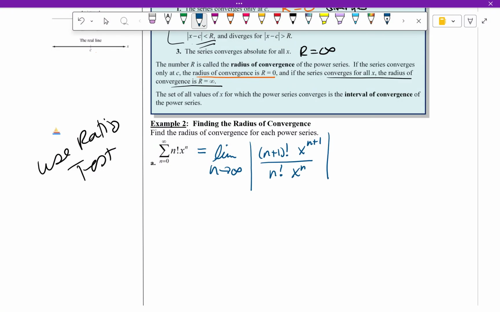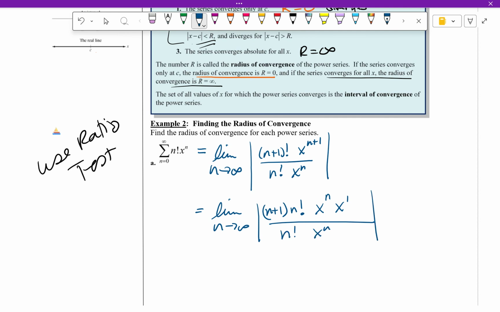All right. I'm going to go through my steps. I'm going to expand and cancel. So limit as n approaches infinity. What would I expand (n plus 1) factorial to? Good. (n plus 1) times n factorial. Perfect. And then x to the n plus 1 is going to get split up into what? x to the n, x to the 1. Yep. And then on the denominator, I have n factorial and x to the n. All right. We are going to do some crossing out. What do I get to cross out? Good. Perfect. Then I'm going to simplify this a little bit.